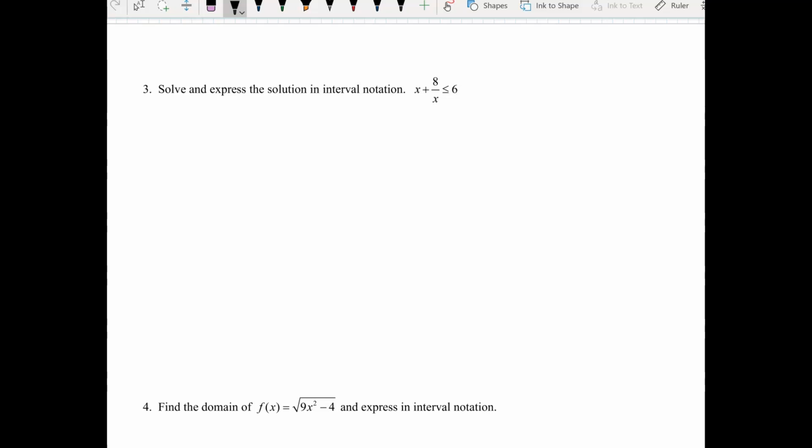Hello and welcome to a video on solving rational inequalities and some polynomial inequalities. So the first one we're looking at is a rational inequality. You have to be really careful with this one.